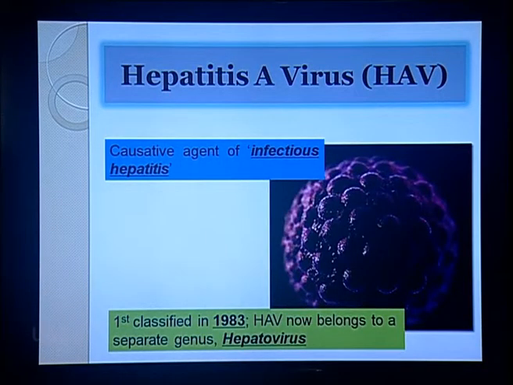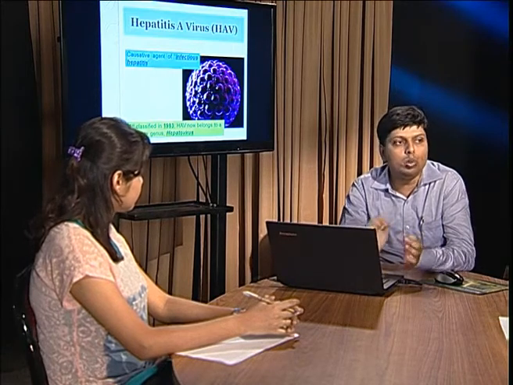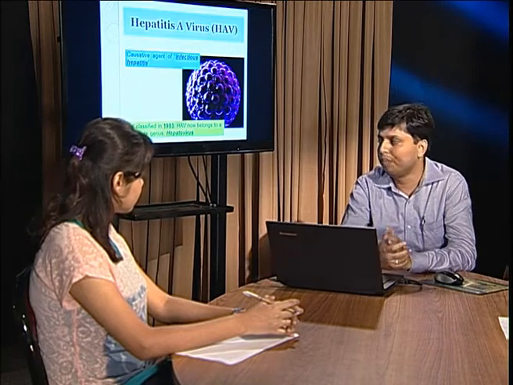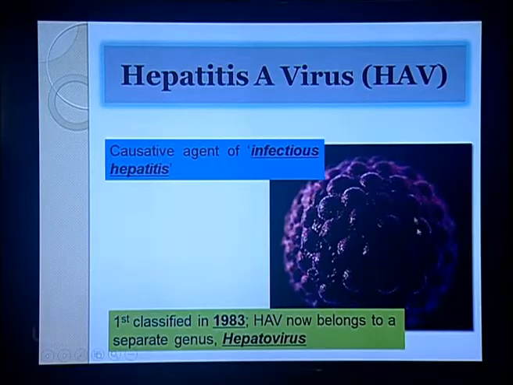Coming first to hepatitis A virus. As you can see, it causes infectious hepatitis. Now, this virus was first classified in the year 1983. And today it is classified under the genus hepatoviruses. You can see how the virus looks like in the electron micrographic pictures.